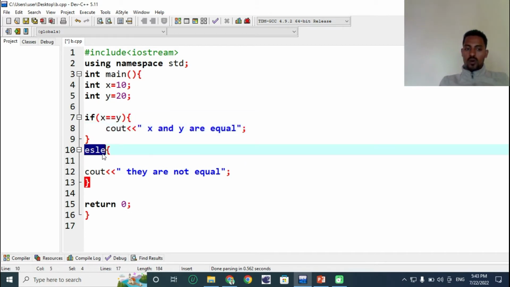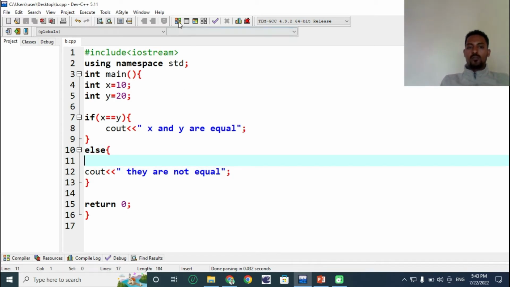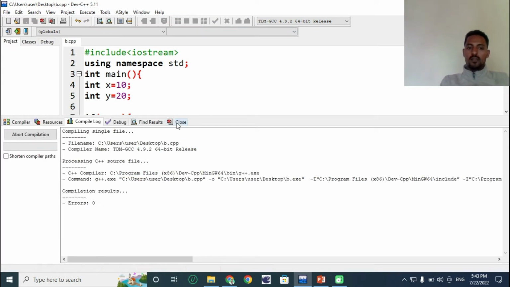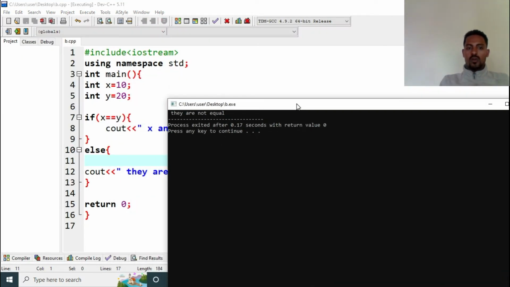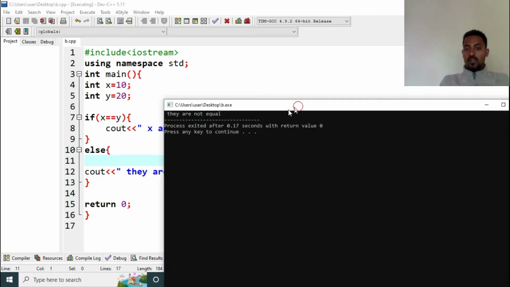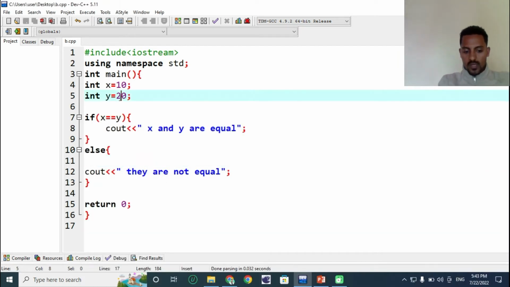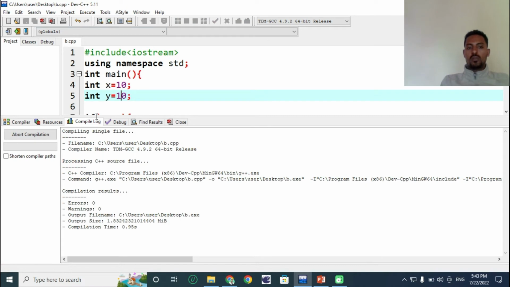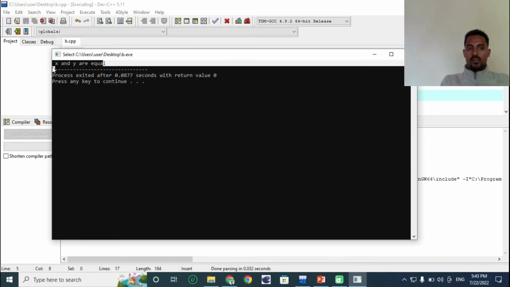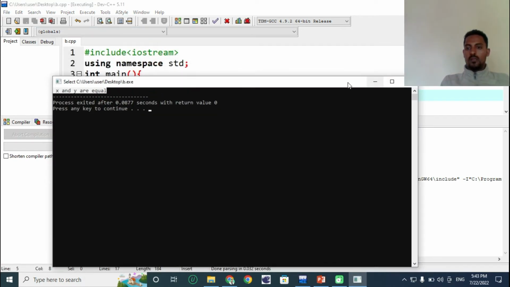Else, which means otherwise, if they are not equal, so the output is what? The false part. So compile, for example, this part, and now it's free and run. So they are what? Not equal, because 10 and 20 are what? Not equal. For example, let's say this one 10. Okay, both x and y are 10. So what will be the output is what? They are equal. Look, this is what? They are equal will be the output.